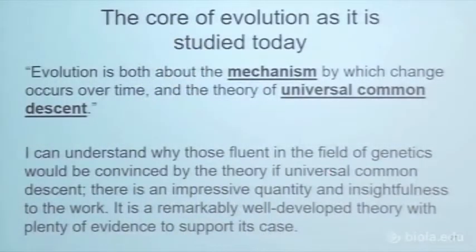It is a remarkably well-developed theory with plenty of evidence supporting its case, plenty of mathematical evidence. We have to, as believers, do the scientific justice and be scientifically credible enough to say, I am looking at your theory and I understand why you wholeheartedly embrace that theory. It is just point upon point upon point, pointing toward universal common descent. Let's look further.